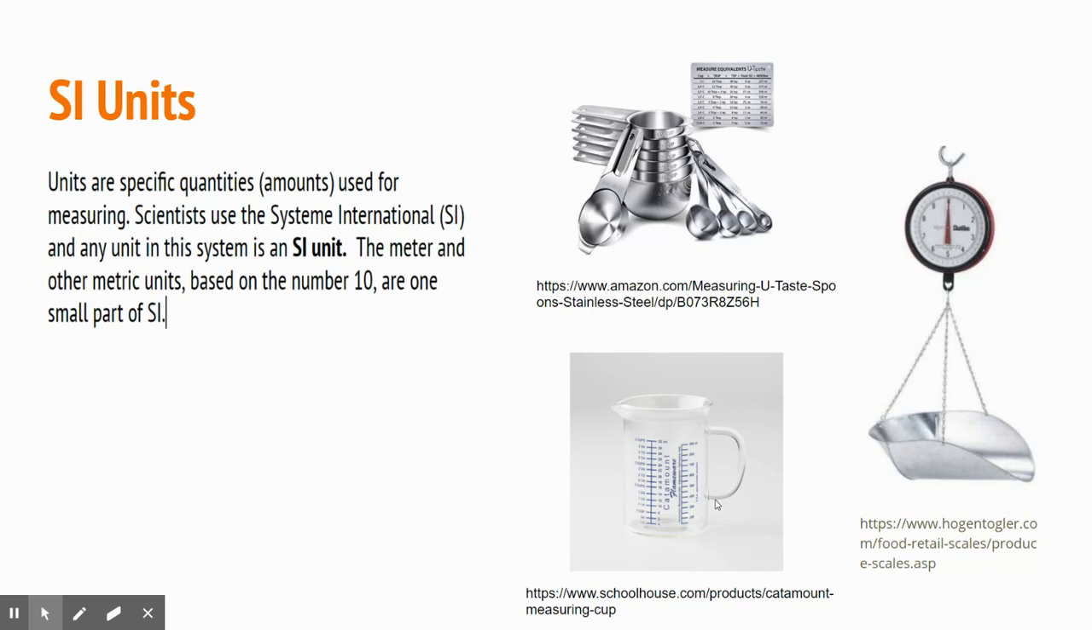SI units are specific quantities used for measuring. Scientists use the Système International, or SI system. Any unit in this system is an SI unit. The meter and other metric units based on the number 10 are one small part of the Système International. Here in the United States, we use measuring spoons and cups, which are not part of the metric system.